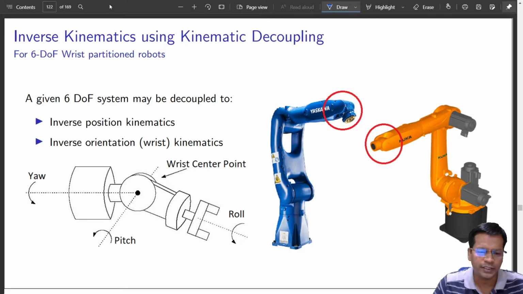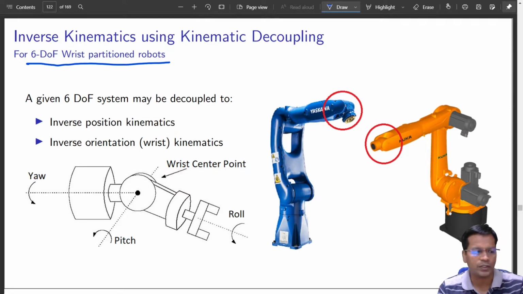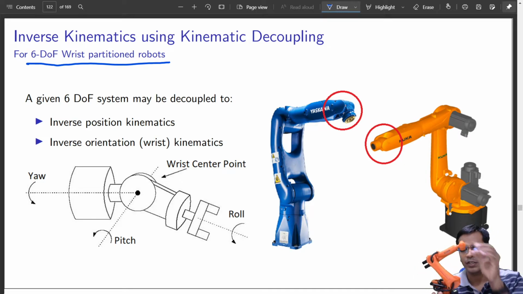One of the very important types of robot which is omnipresent in industry is the 6 degree of freedom wrist partitioned robot. What do I mean by wrist partitioned robot? It means you have a wrist. I have shown you multiple times any industrial robot, this toy is very popular, you now recognize this. It has the first degree of freedom, second degree and the third degree of freedom.